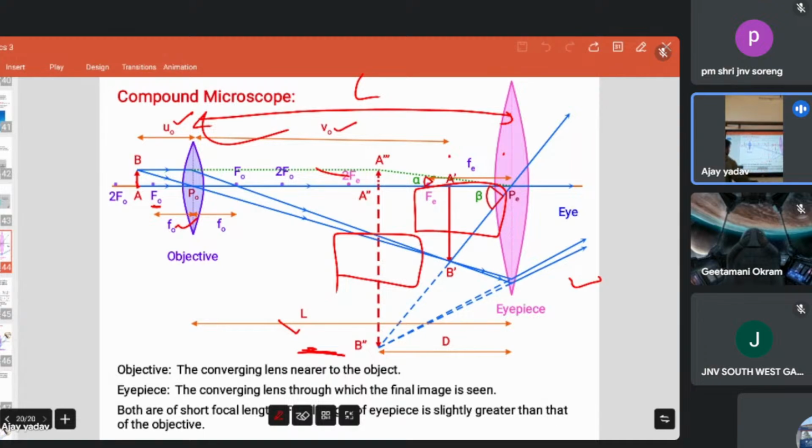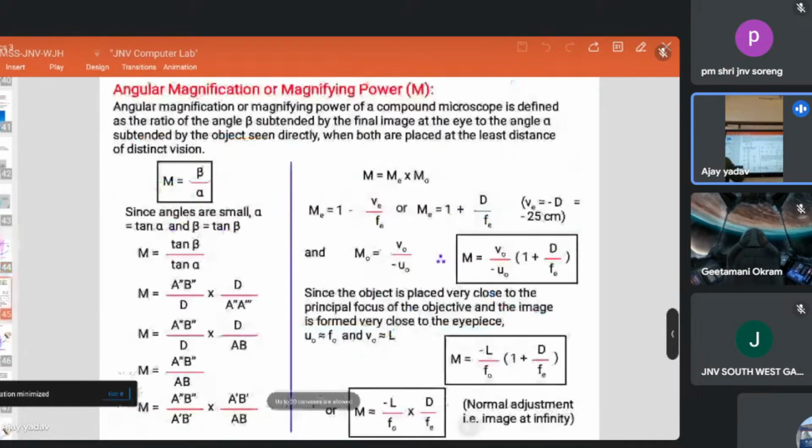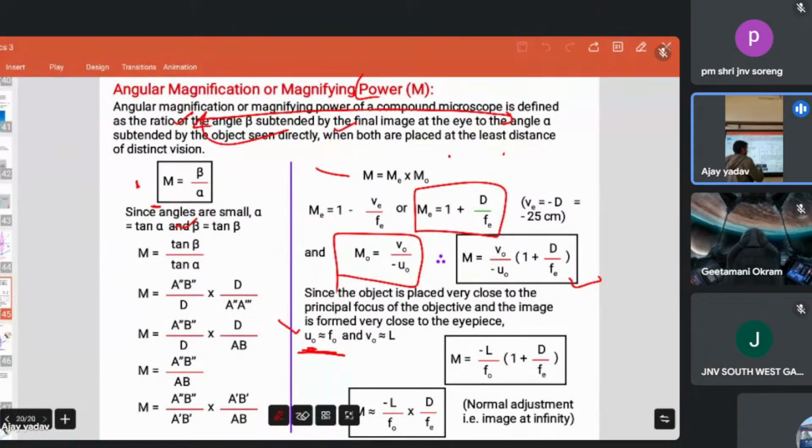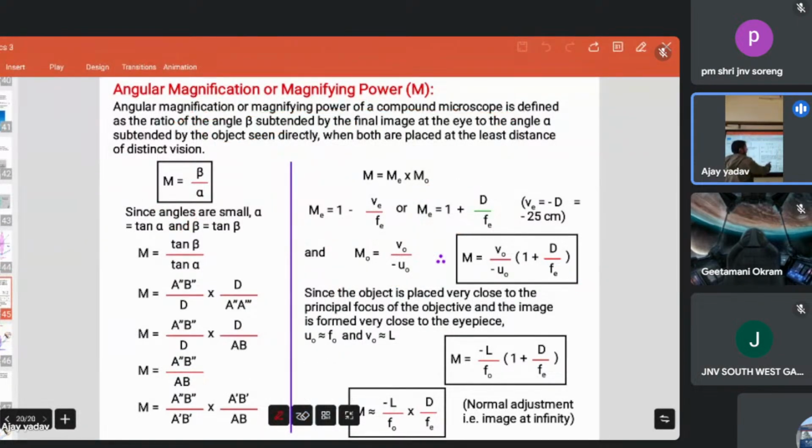So here, this is the same assumption: UO equals FO and VO approximately equals L. So in place of VO, we write L, and in place of UO, we write FO. This minus sign is the same. So M equals minus L by FO into 1 plus D by FE. In terms of magnitude, it is positive.